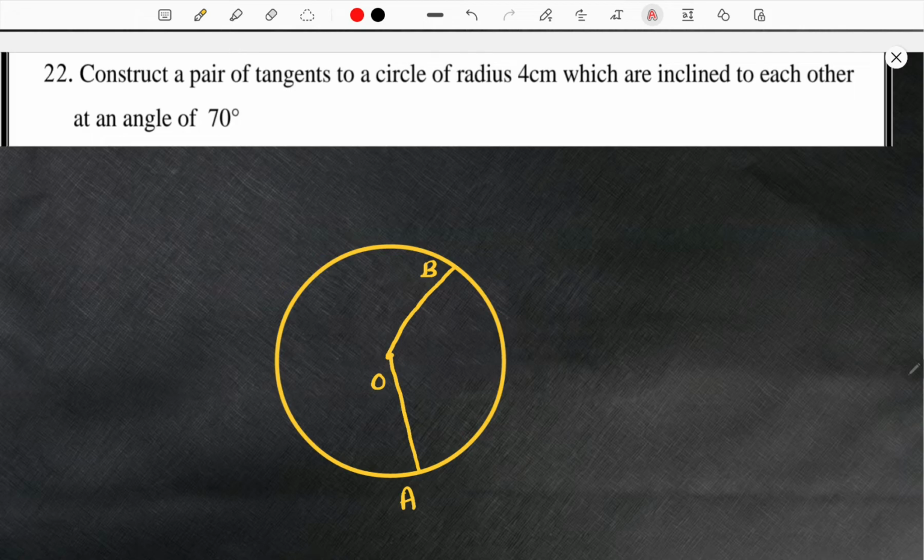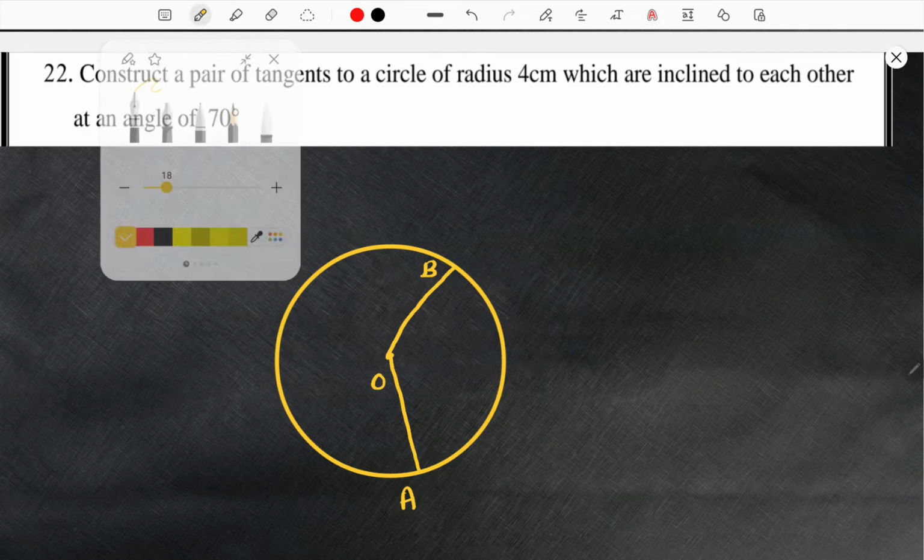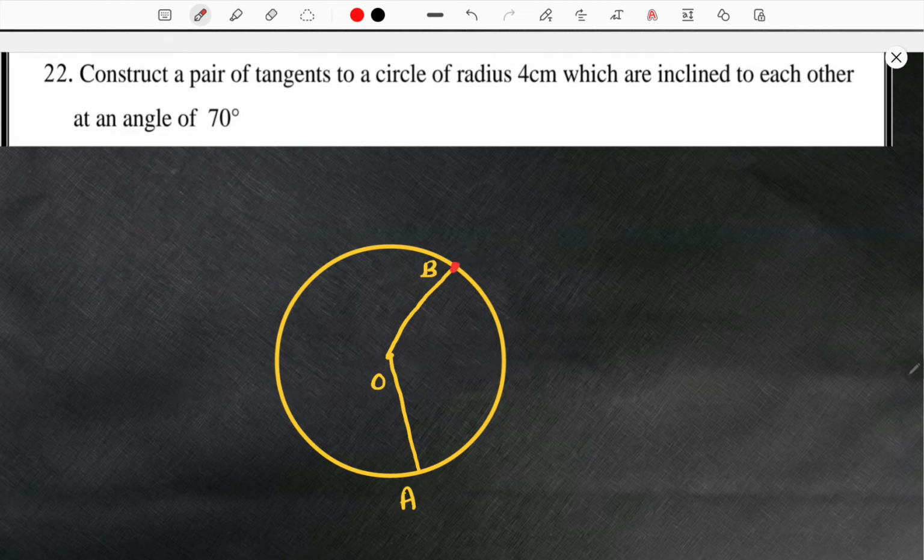Now you have to draw a 90 degree angle here. How to draw? You keep the needle at this point and construct one arc like this. Again taking the needle here, you cut 60 degrees and 60 degrees, so it becomes 120. Again you cut here and here, so it becomes 90 degrees, because the tangent will be perpendicular to the radius.